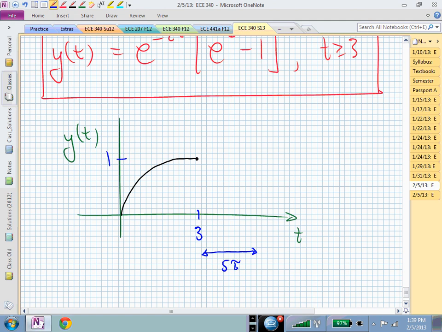Five tau, right? So this is going to be 5 tau beyond 3. So this point right here will be 3 plus 2.5. So at 5.5, I'm basically finished with my sketch. Meaning now I can do something like that. And that doesn't look too much different than my pulse, except the amplitude has been collapsed.